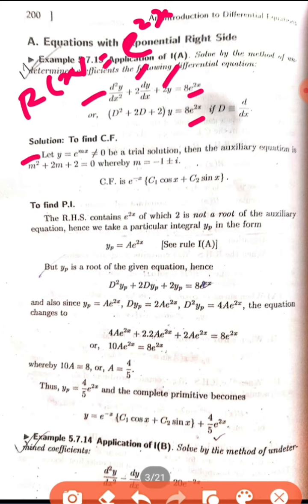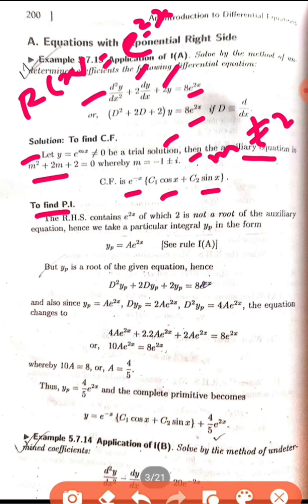For finding CF, let y = e^(mx) be a trial solution. Then you have the auxiliary equation m² + 2m + 2 = 0. Then the value of m will be -1 ± i. So CF will be e^(-x)(c1 cos x + c2 sin x). Here there is no root similarity with the value 2, because the value of m is not equal to 2.